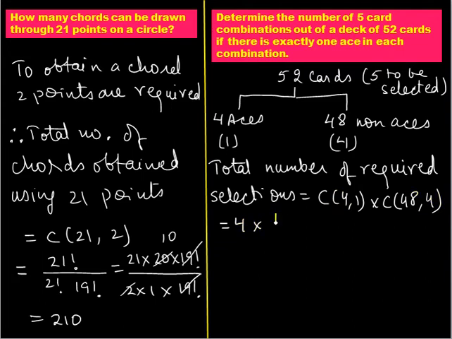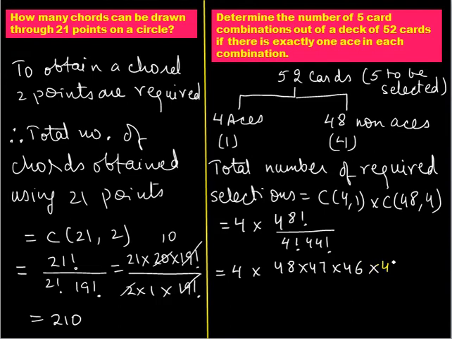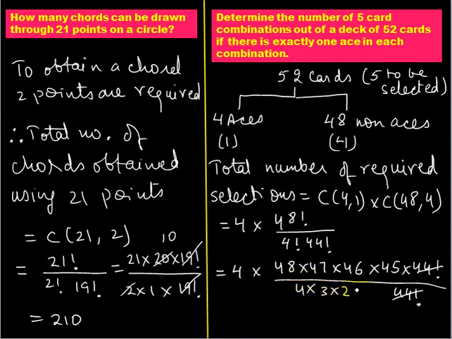Second part, let us solve. It will be 48 factorial over 4 factorial into 44 factorial. So we can expand 48 factorial up to 44 factorial. We can write it as 48 into 47 into 46 into 45 into 44 factorial. In the denominator, 44 factorial you can see will get cancelled out, and we also have 4 factorial, which can be written as 4 into 3 into 2 into 1.